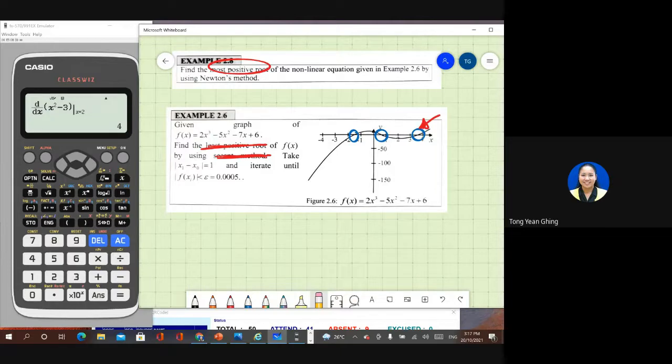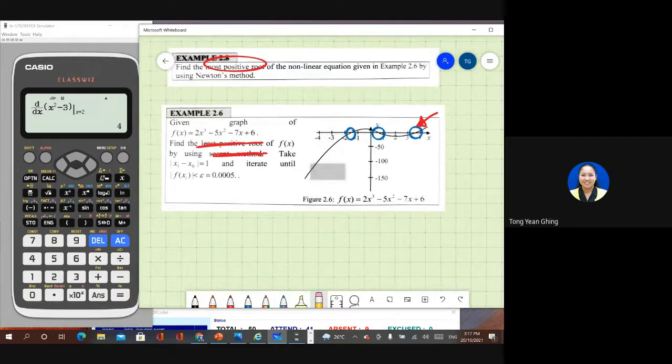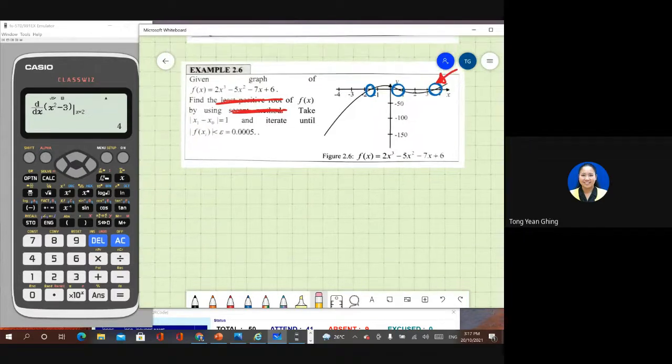So here, if we look, it is between 3 and 4, right? And it is almost in the middle, right? So either you can choose 3 or 4, depending. If it's nearer to 3, then we choose x naught is 3. If nearer to 4, then we choose x naught is 4. Okay, so we continue the solution.